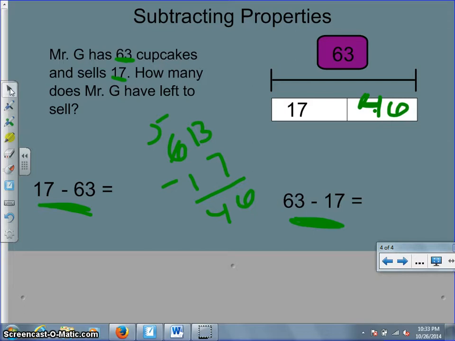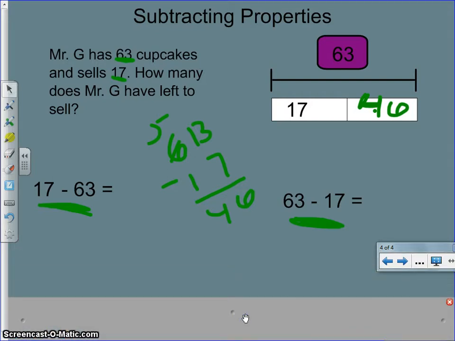So again, when we're subtracting, we have to make sure that the total amount, the big number, is on top and we're taking away the smaller number, just like Ariana pointed out in that video.